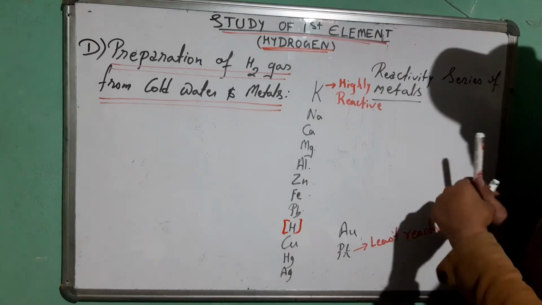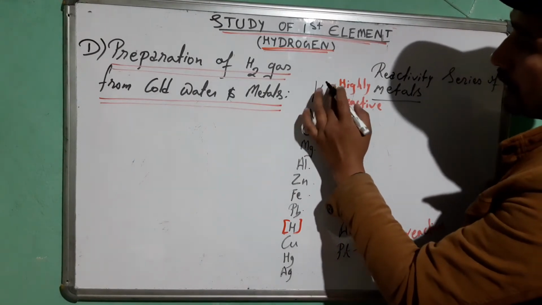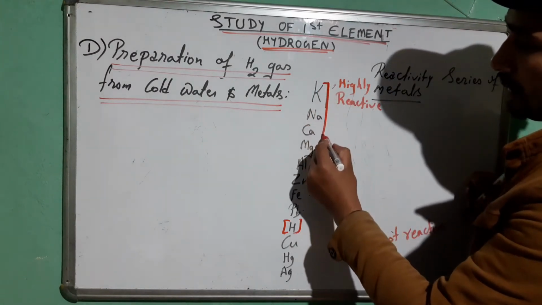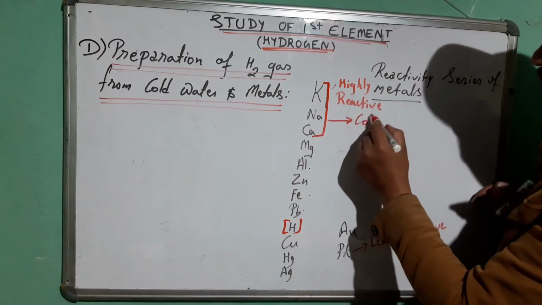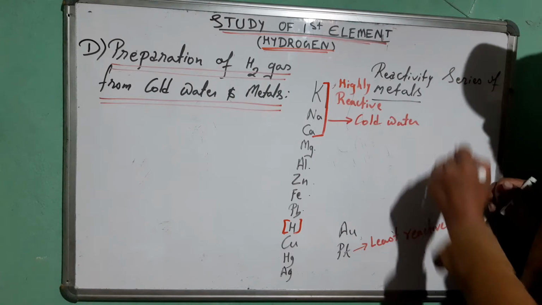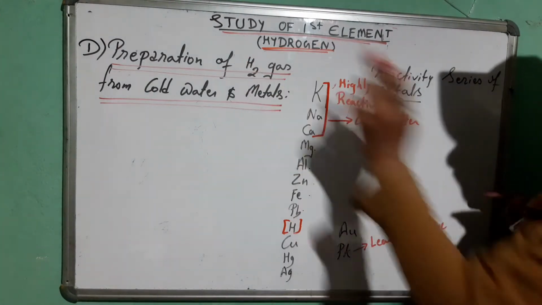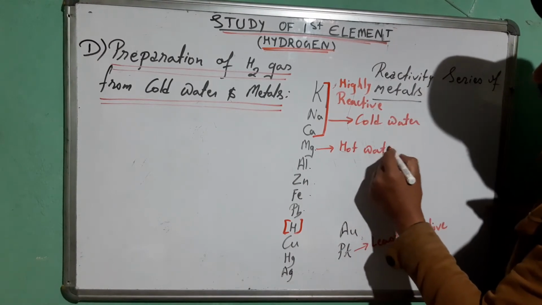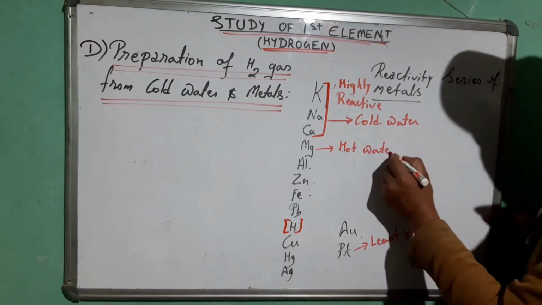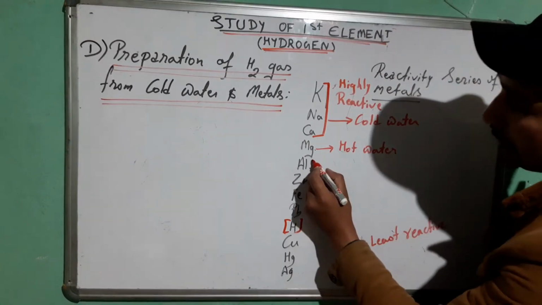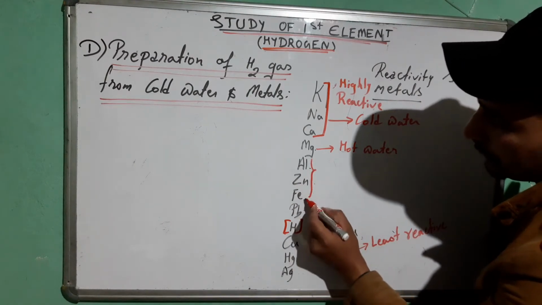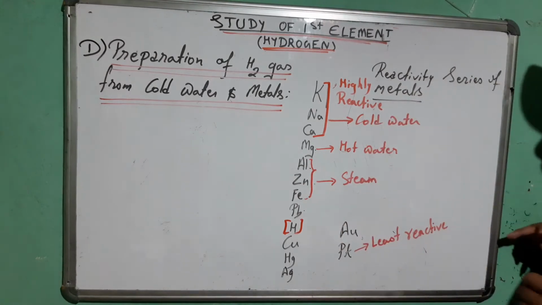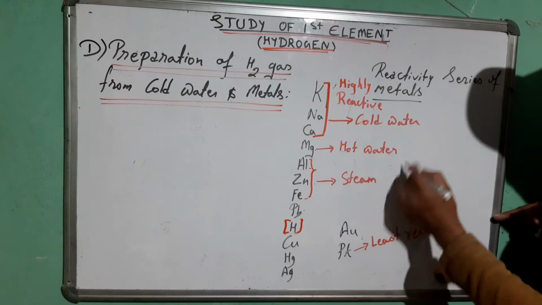Now these three metals here to here react with cold water to give hydrogen gas. And this metal reacts with hot water. Magnesium reacts with hot water to give hydrogen gas. And the metals aluminium, zinc and iron react with steam, gaseous form of water. Hot water, steam, to give hydrogen gas.